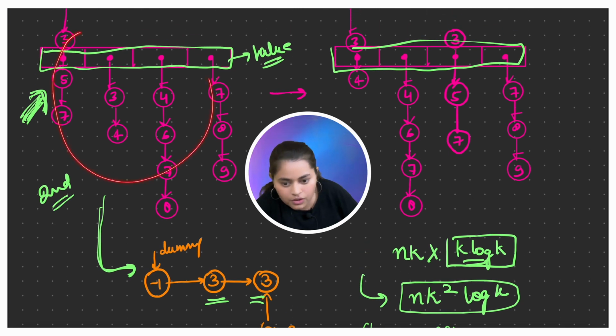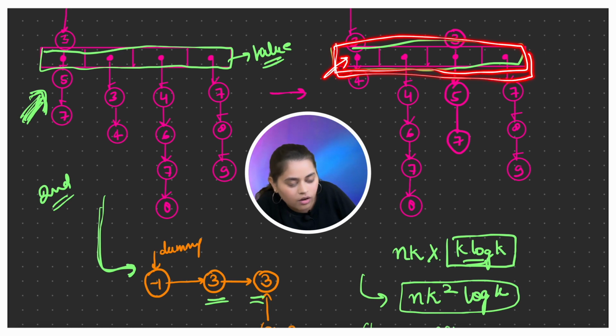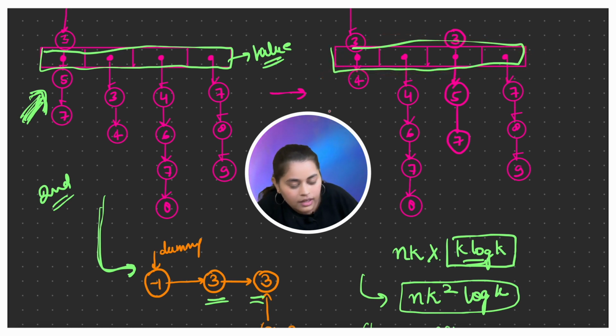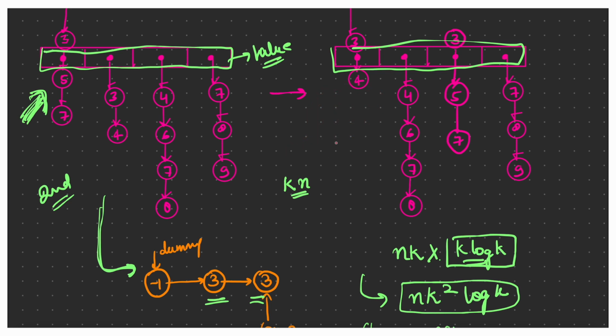Now if you closely observe this approach, every time we are fetching the minimum value, and for fetching the minimum value we are sorting the array of size k again and again. So we are taking k log k time for fetching every minimum element.